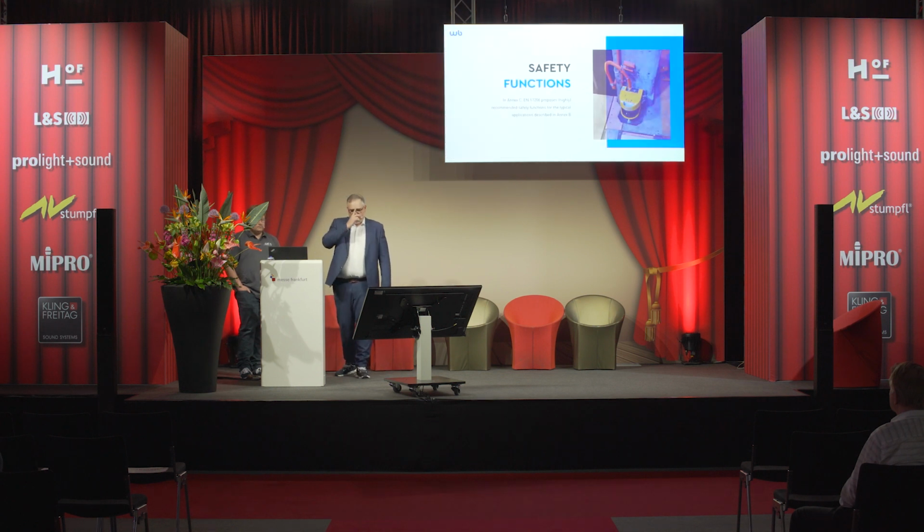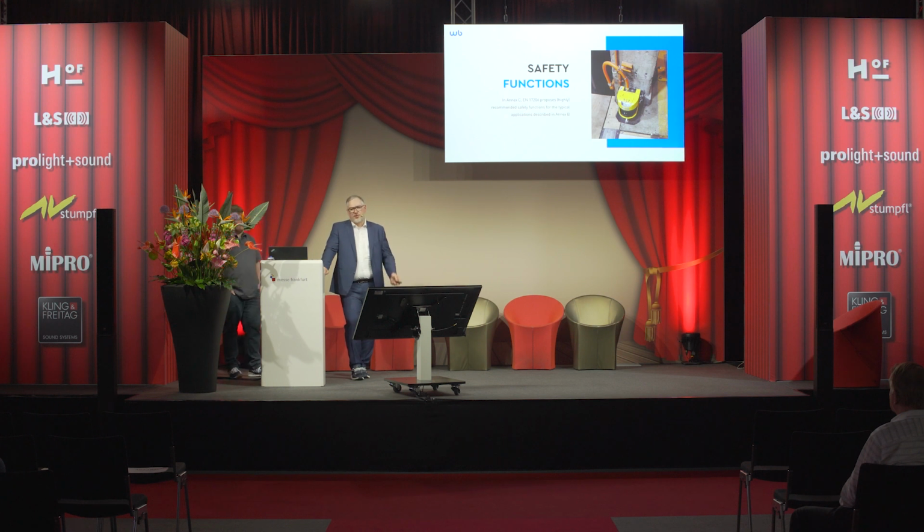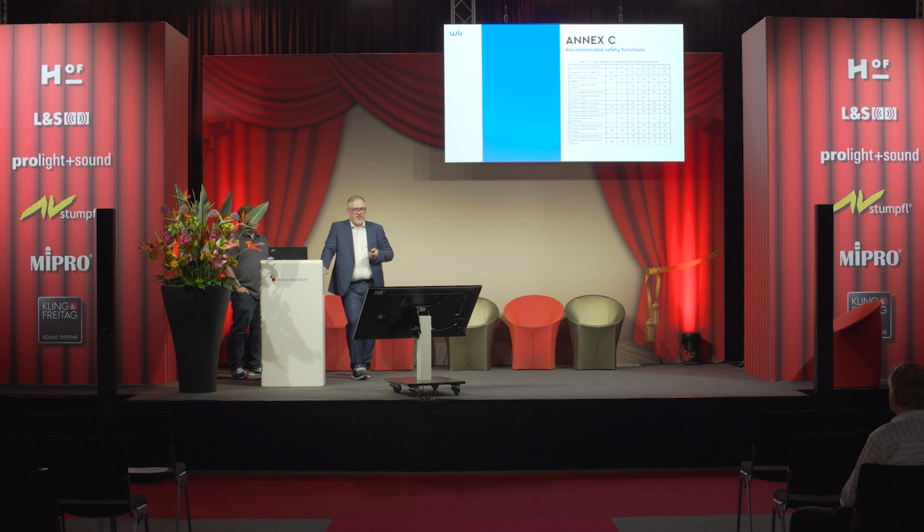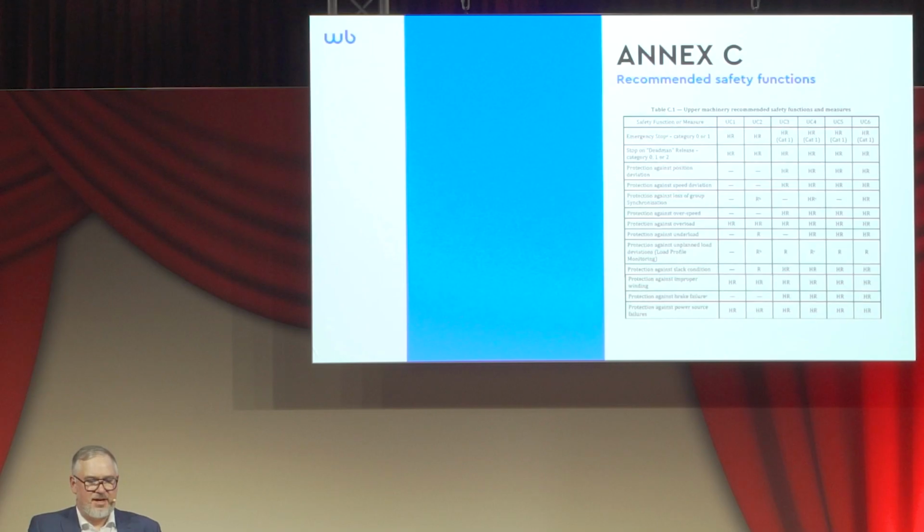The standard Annex gives an overview of recommended safety functions for typical use cases that we see in the entertainment industry. These are basically listed in Annex C and proposed as recommended or highly recommended safety functions for the typical applications. As an example, you can see here the 6 use cases that are defined for machinery that is used in the upper stage machinery, so power flying machinery from UC1 to UC6.